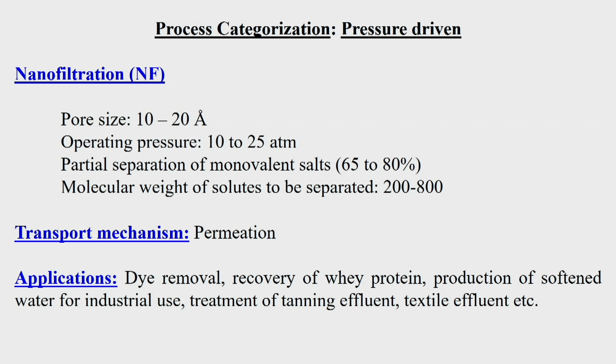and the operating pressure is now higher than the ultrafiltration membrane. So, 10 to 25 atmospheric pressure, or pressure gradient, is required, and there is partial separation of monovalent salts, meaning 65 to 80% of monovalent salts are separated by nanofiltration membranes, and the molecular weight of the solutes to be separated is in a narrow range, 200 to 800 molecular weight. The mechanism will be permeation only.